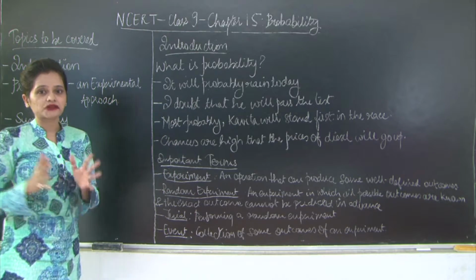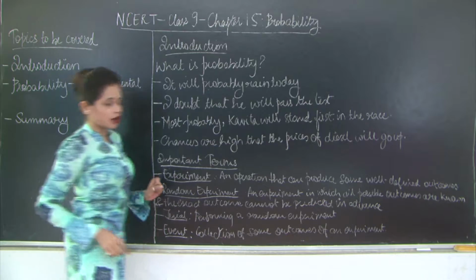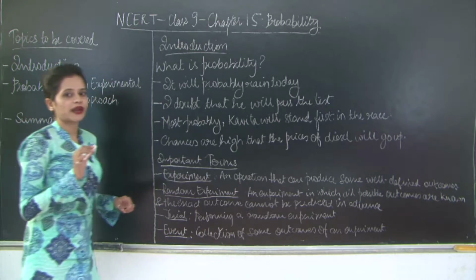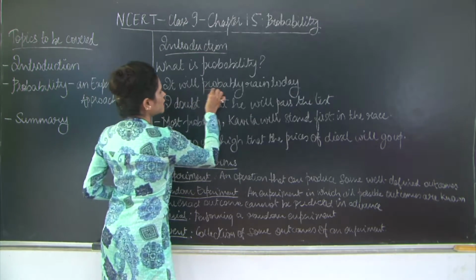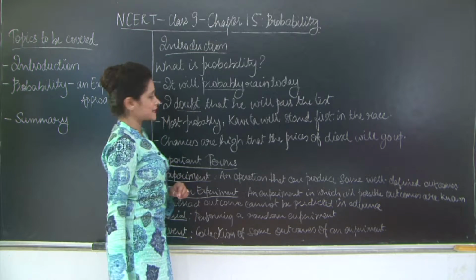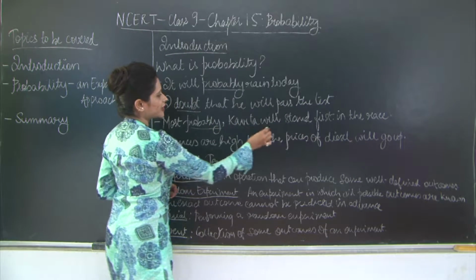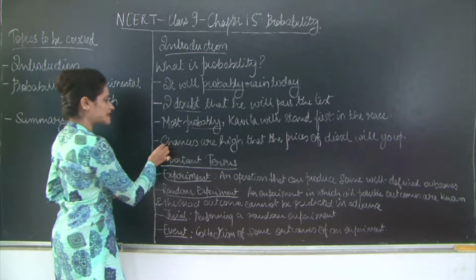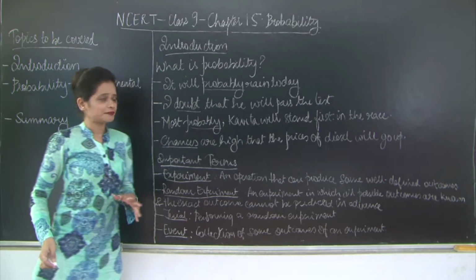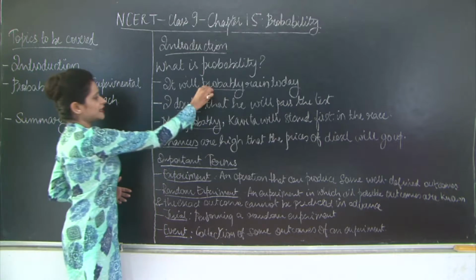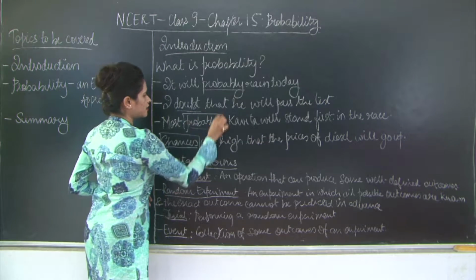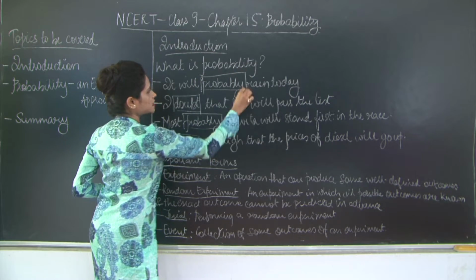What is probability? Now to explain what probability is, I have jotted down a few sentences and you will notice something common between these sentences when I underline certain words. It will probably rain today. I doubt that he will pass the test. Most probably, Kavita will stand first in the race. Chances are high that the prices of diesel will go up. So what do you notice about these underlined terms? You notice that they are portraying some sort of uncertainty.